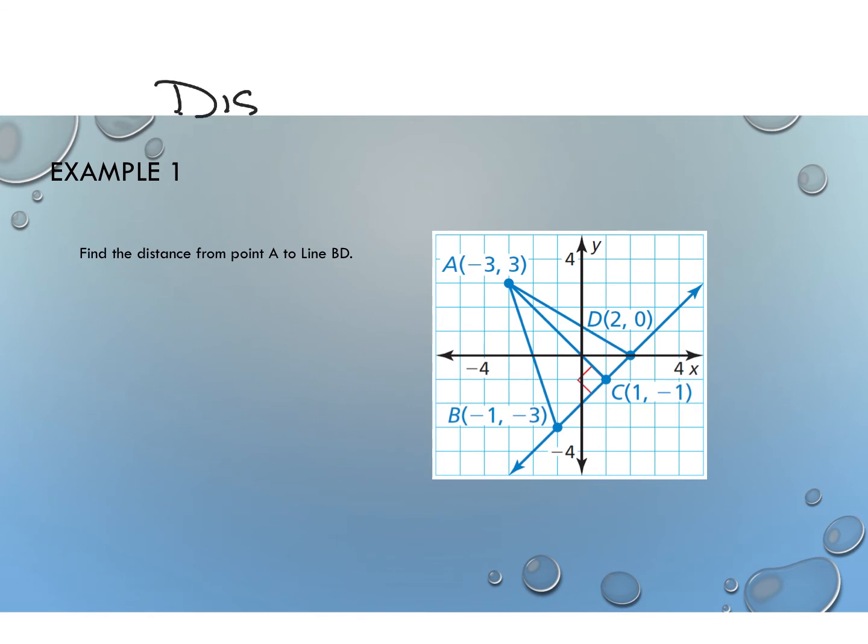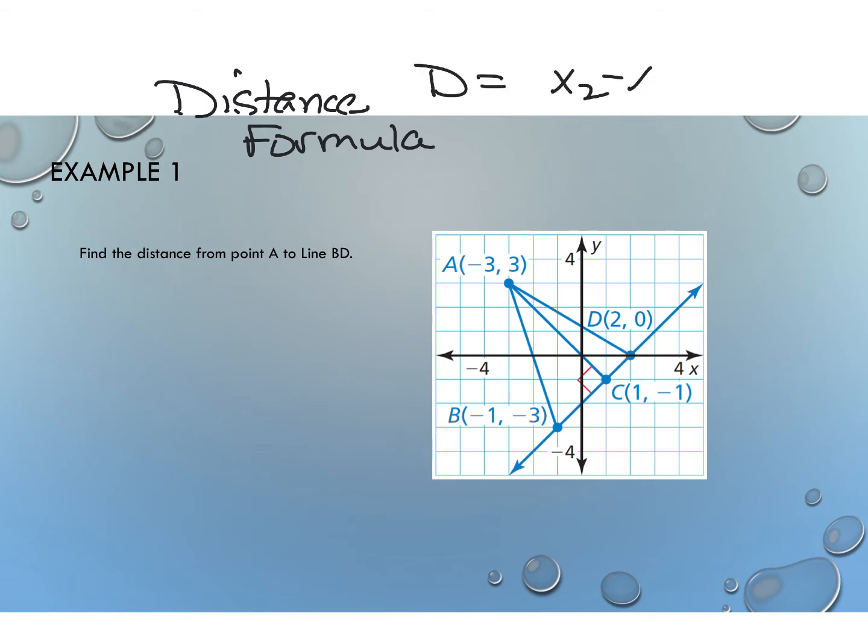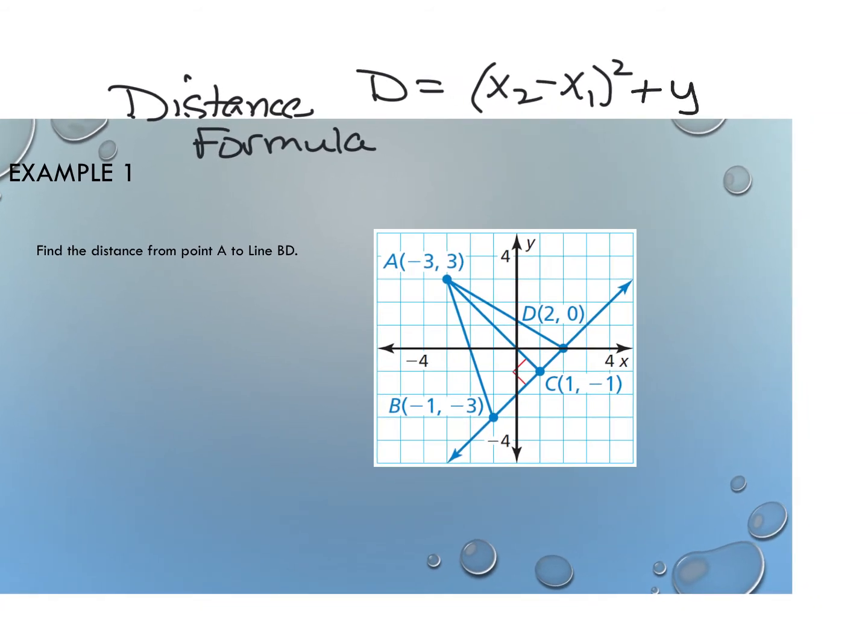So the distance formula, back from the beginning of the year, is going to be the square root of x2 minus x1 squared plus y2 minus y1 squared, and it's all under the square root. Now, when you're doing this on the test on Tuesday, you're going to leave your answer in simplest radical form. Tonight, when you do the homework, Big Ideas is going to expect you to put your answer as a decimal rounded to the tens place.